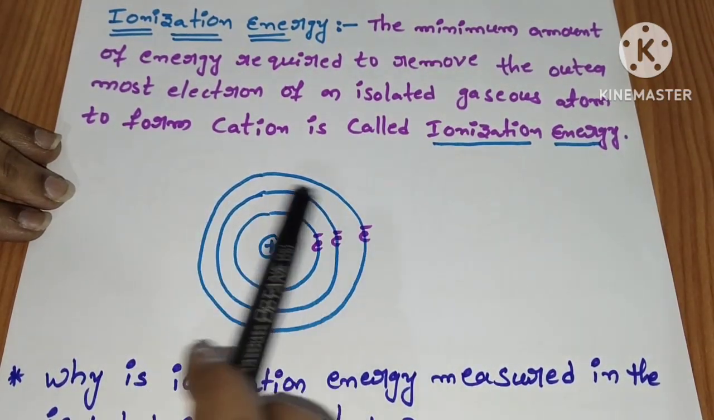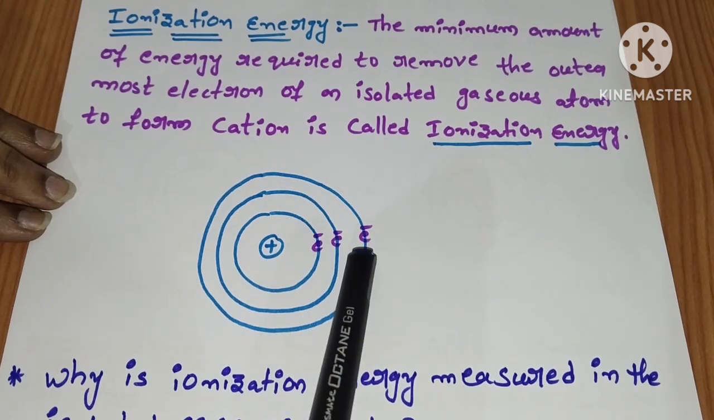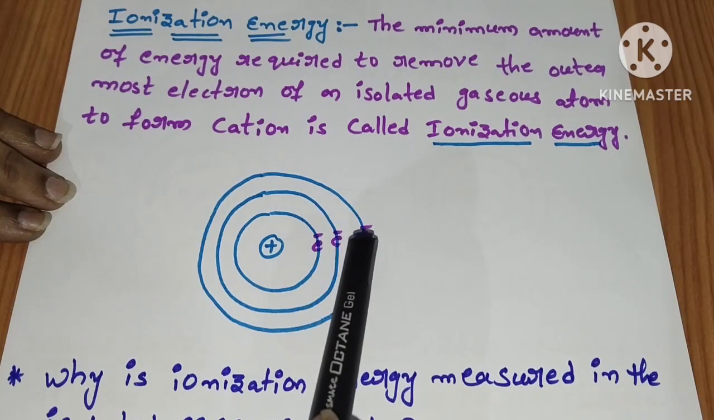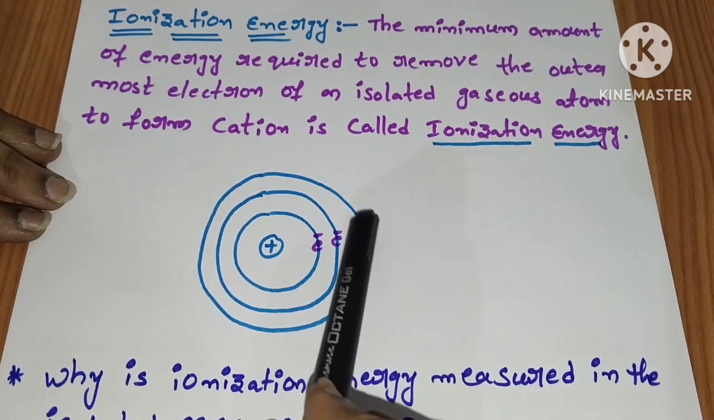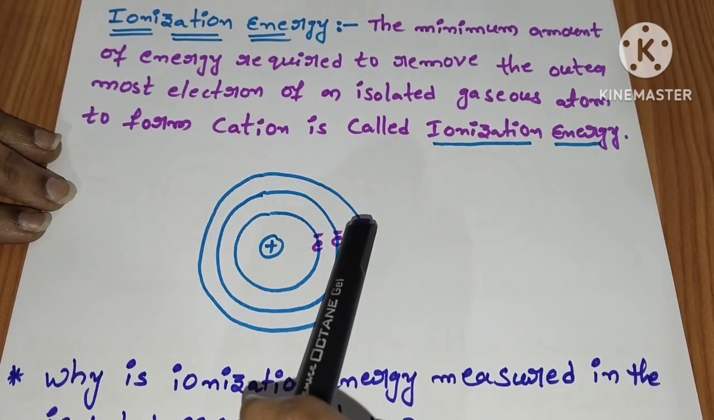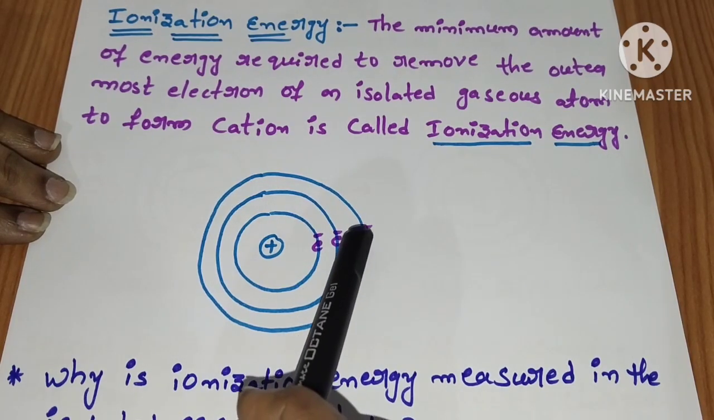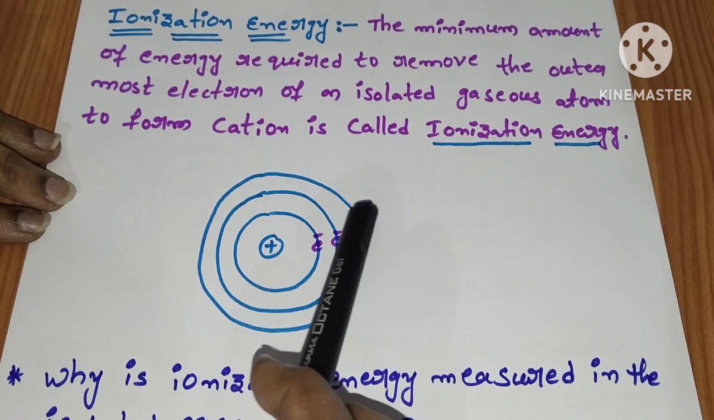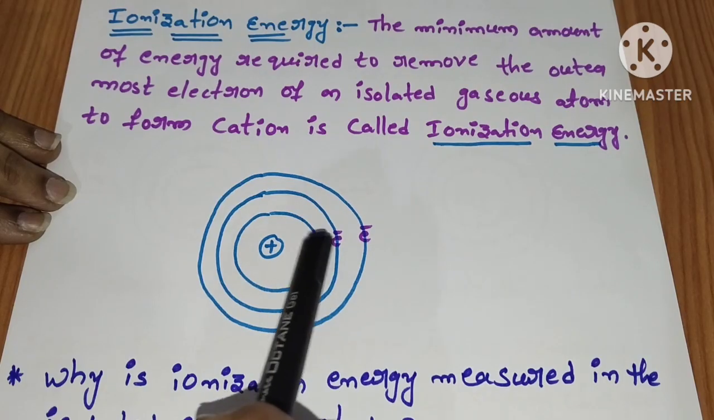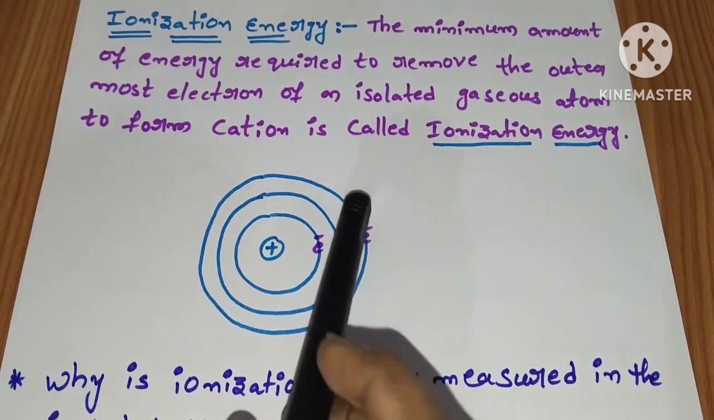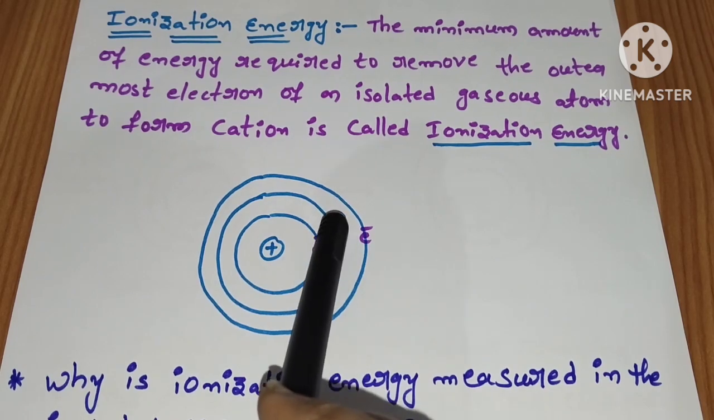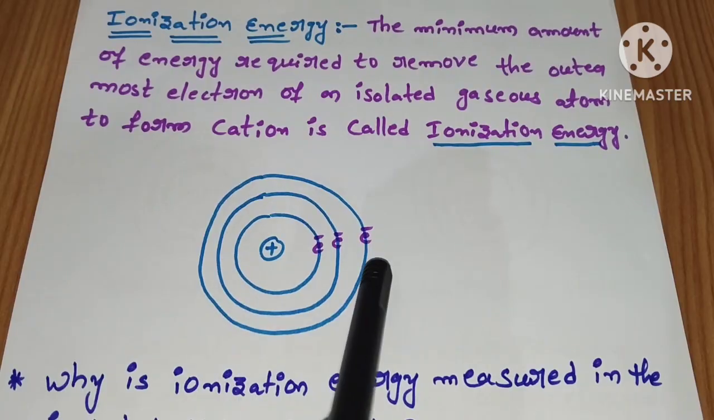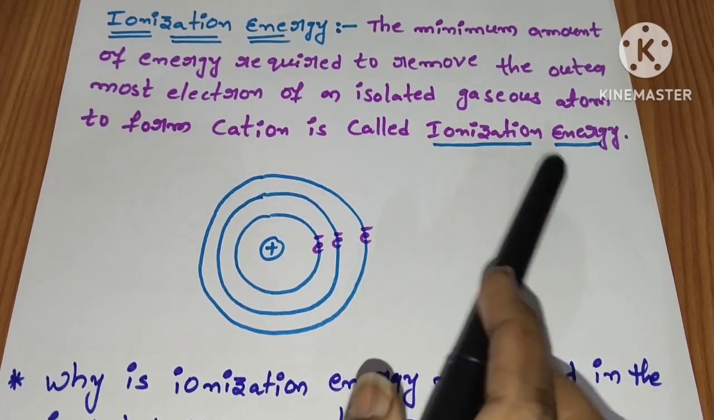Here, this is an atom. These are orbits. Electrons are present on these orbits. The electrons in the outermost orbit are called valency electrons. We know that these electrons are attracted by the nucleus. However, the valency electrons experience less attraction compared to the inner electrons. So, the minimum amount of energy required to remove this outermost electron of an isolated gaseous atom is called ionization energy.